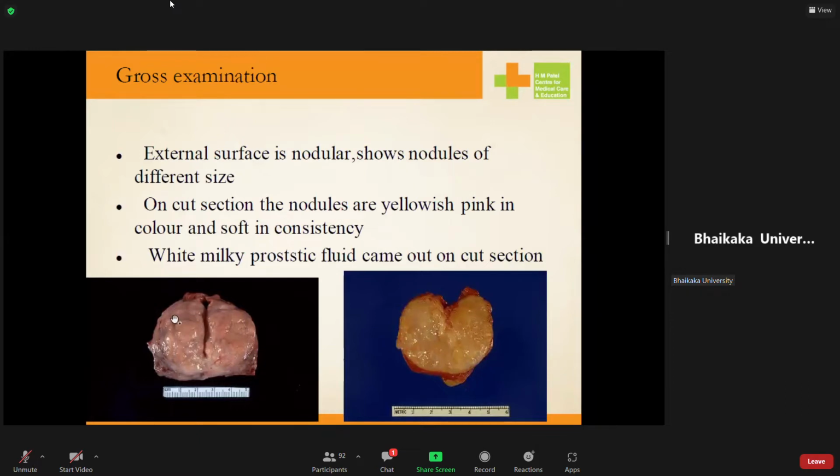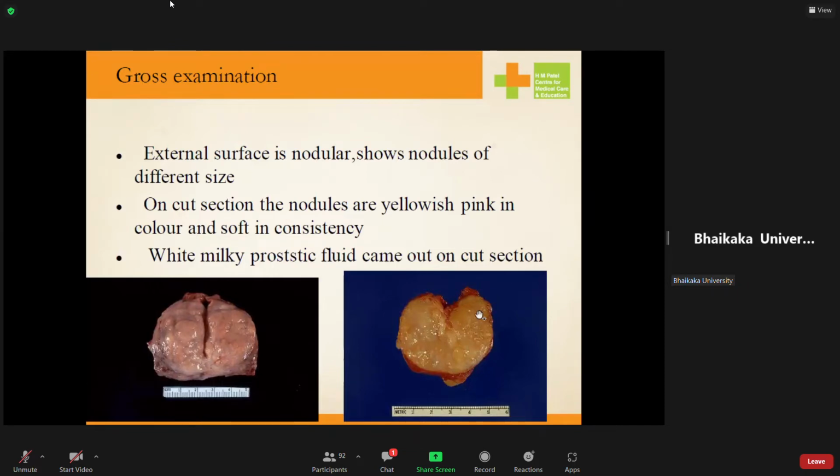Here you can see its external surface, that is multinodular in appearance, and these nodules are of variable size and shape. And this is the cut surface of it. It looks yellowish pink in color, and the prostate secretes the seminal fluid. So when we press it, the prostatic milky fluid comes out.